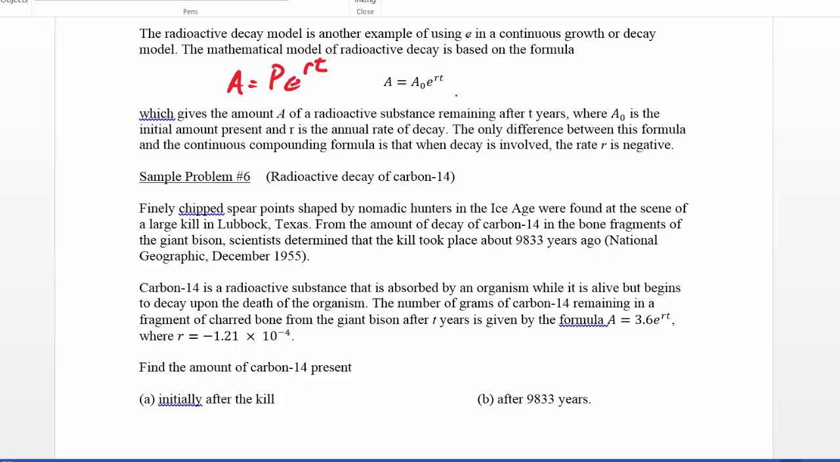So take a little time here for sample problem number 6 and actually read the whole scenario, read what's given to you, and see if you can apply that information and the formula at the top of the page to parts A, B, and C.